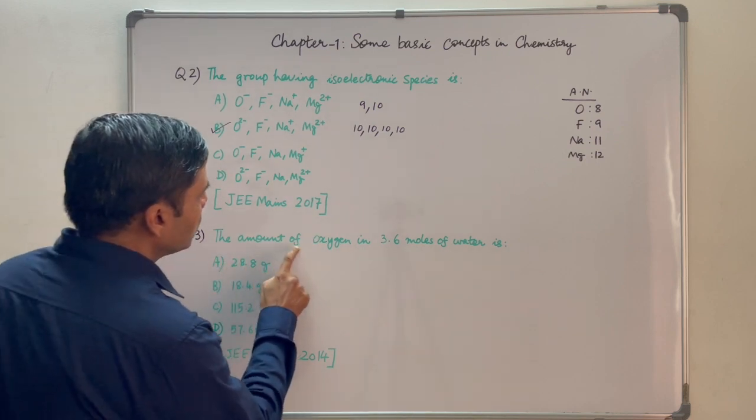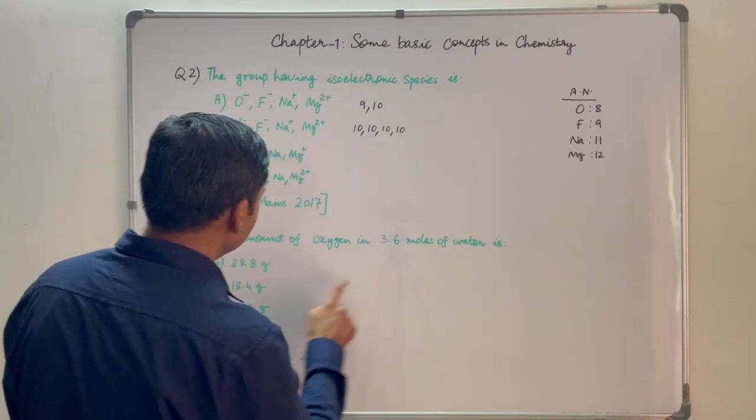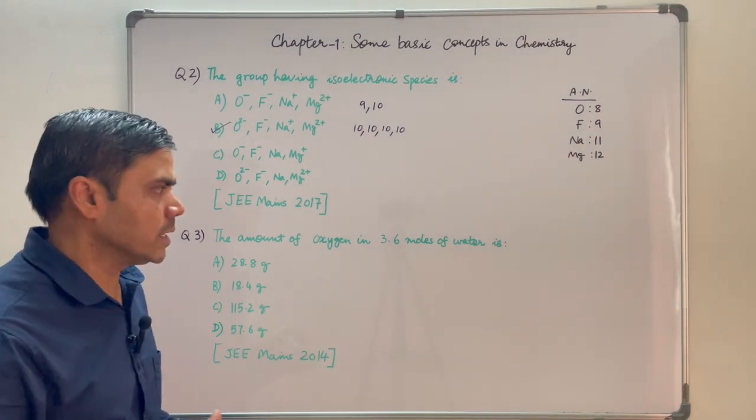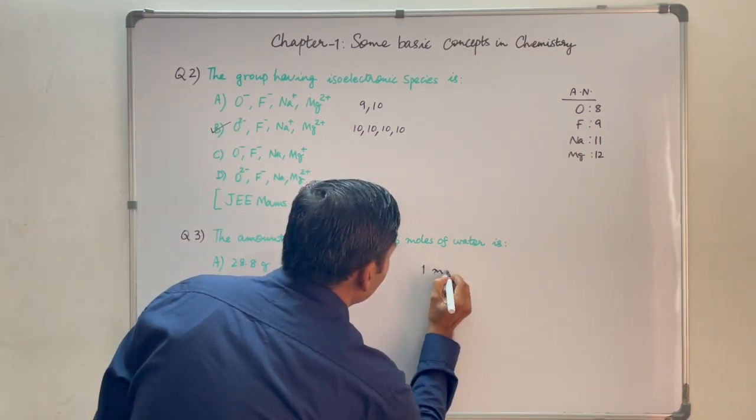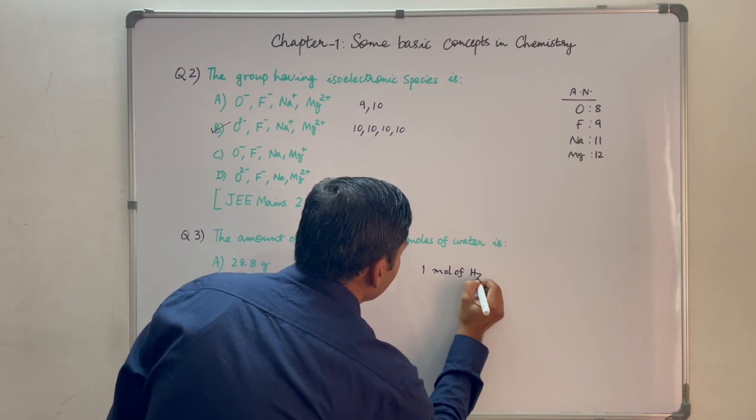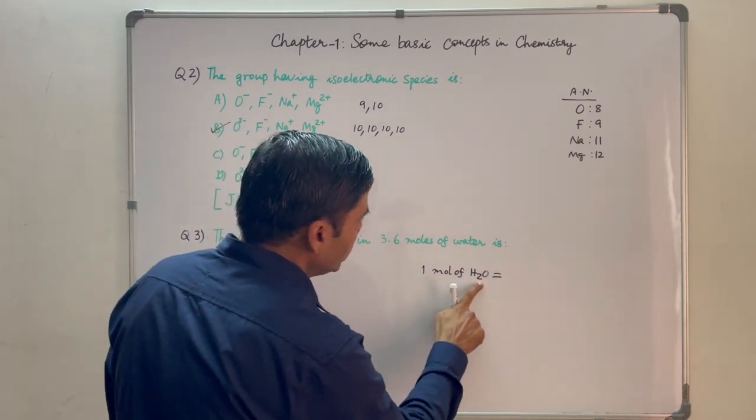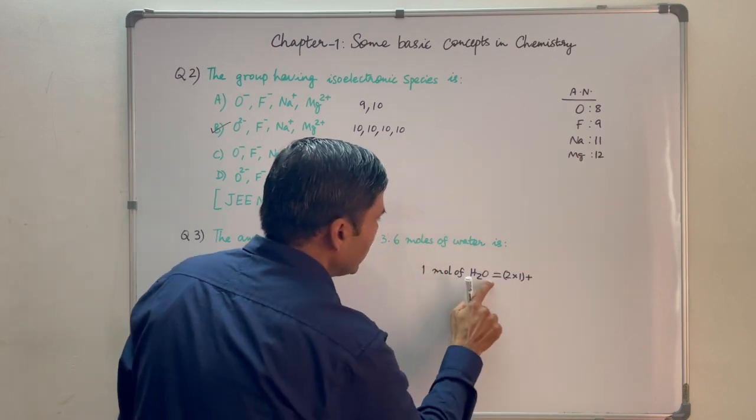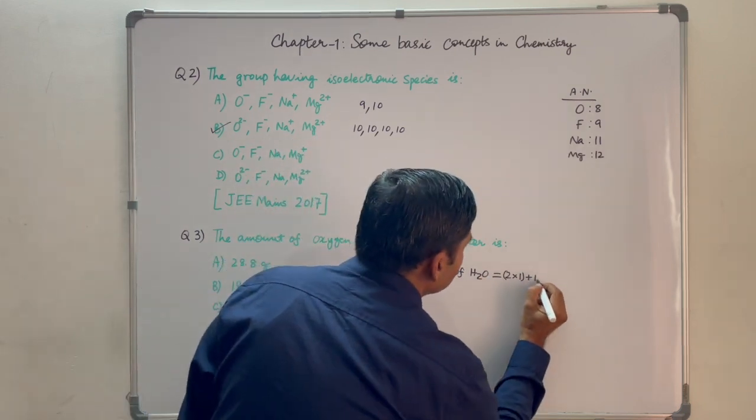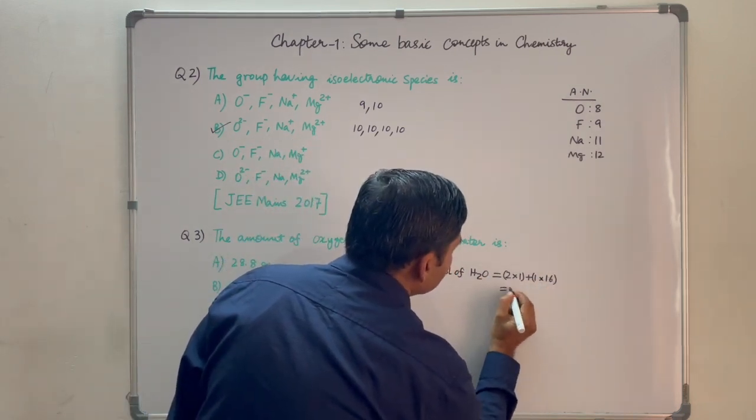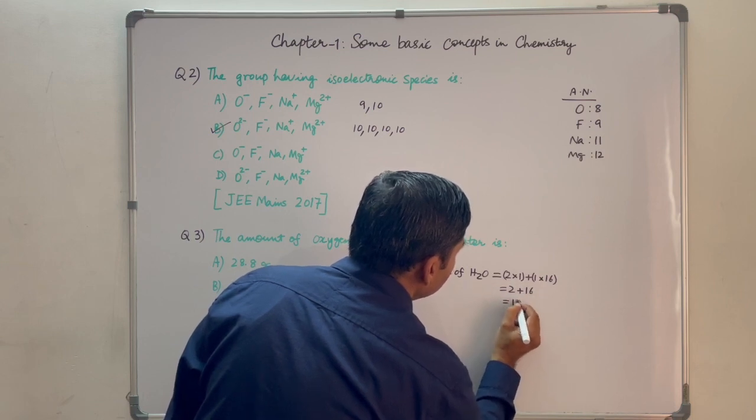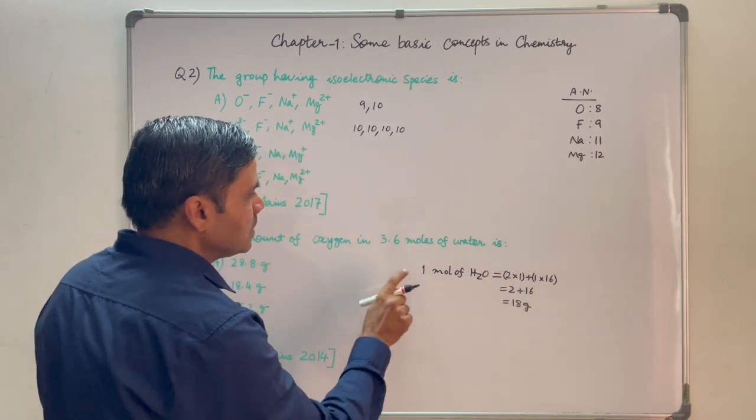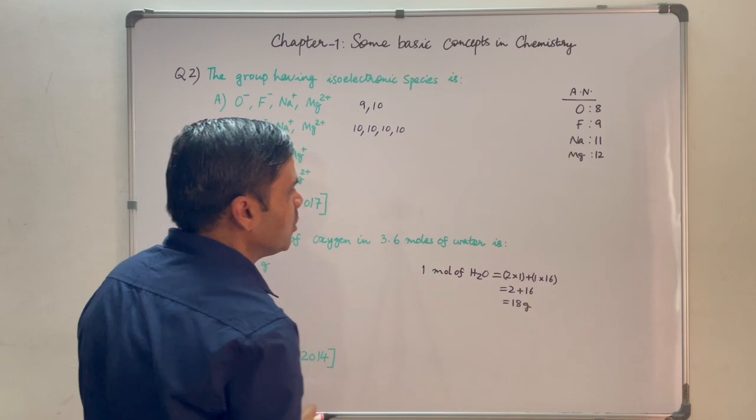Third question, the amount of oxygen in 3.6 moles of water is, these are the options given. First, we need to calculate the mass of 1 mole of water. So let us calculate. And that will be equal to 2 into atomic mass of hydrogen, that is 1, plus 1 into atomic mass of oxygen, that is 16. And that is equal to 2 plus 16 means 18 gram. Out of 18 gram, 16 gram is oxygen. Means in 1 mole of water, there is 16 gram of oxygen.